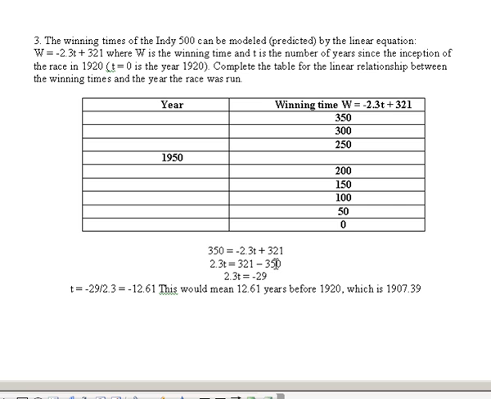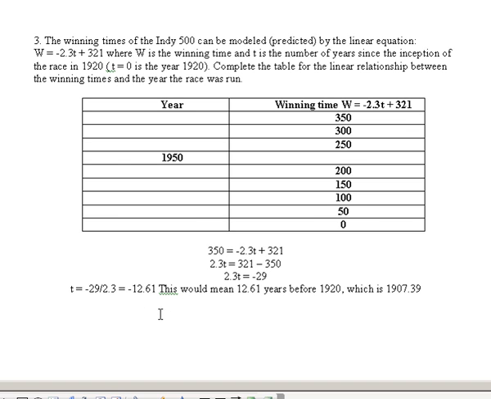Now solve this. So what I did was add 2.3t to both sides and subtract the 350. That moves the negative 2.3t to the left, making it positive, and then I move my numbers to the right, subtract off the 350. So at this point, the 321 minus 350 is negative 29, and I have 2.3t equals negative 29. So divide both sides by the 2.3, and if I do that, I get negative 12.61 approximately, to the nearest hundredth. So now what year would that be?